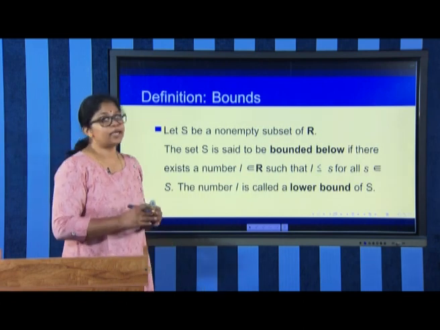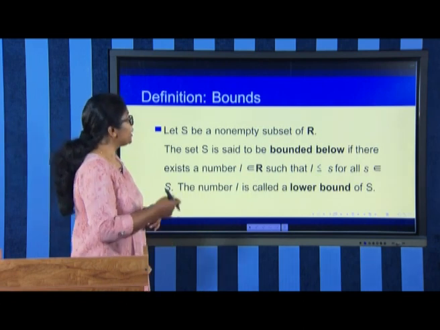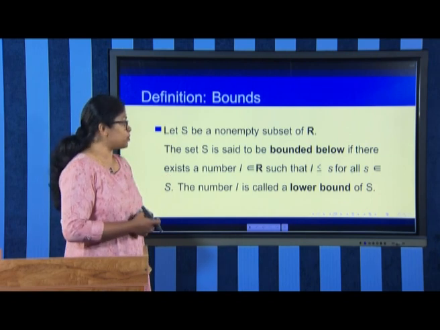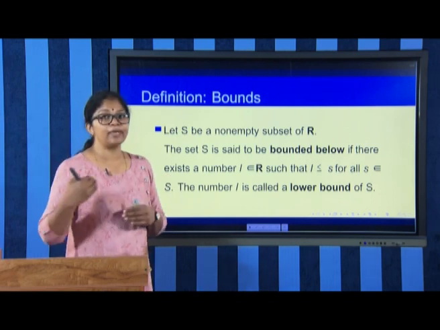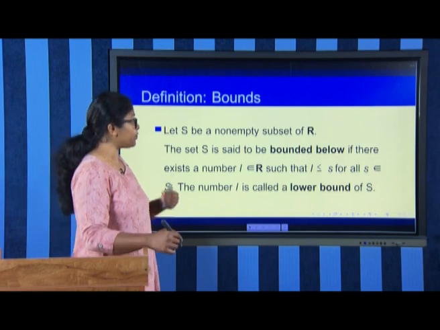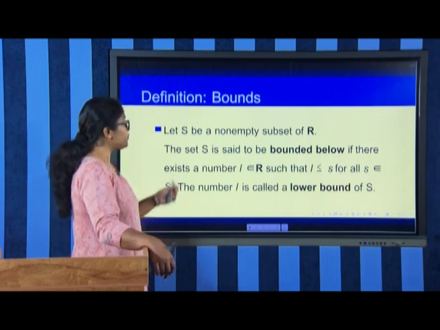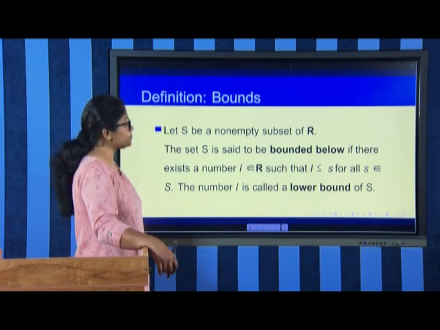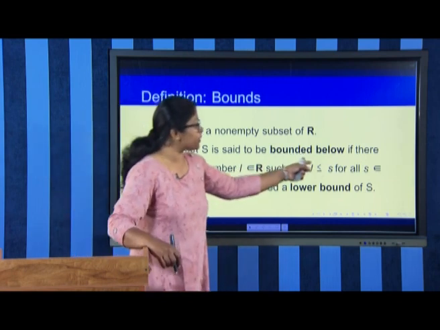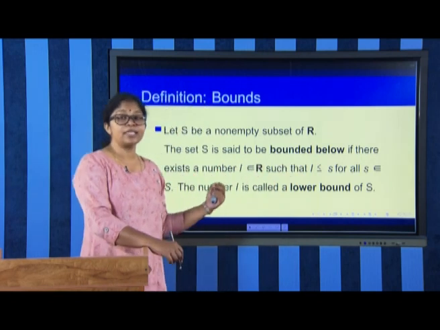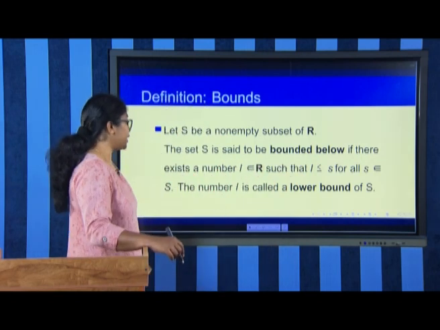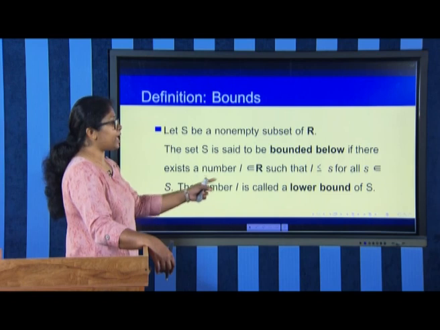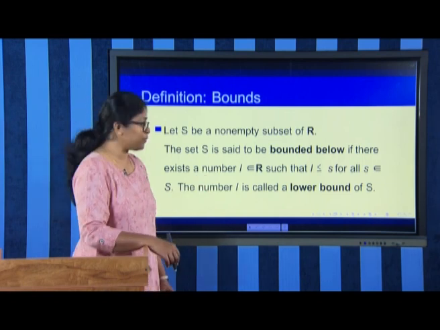And similarly, we can define: let S be a non-empty subset of R. The set is said to be bounded below, or bounded from below, if there exists a number L belonging to R such that every element of that set S is greater than or equal to that number L. Such a number L is called the lower bound of the set S.